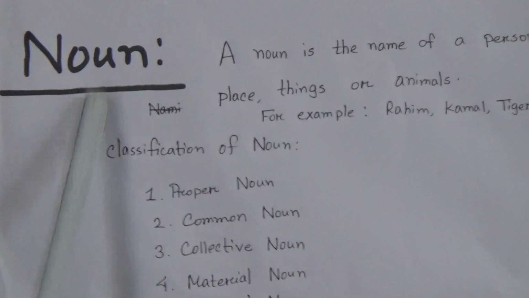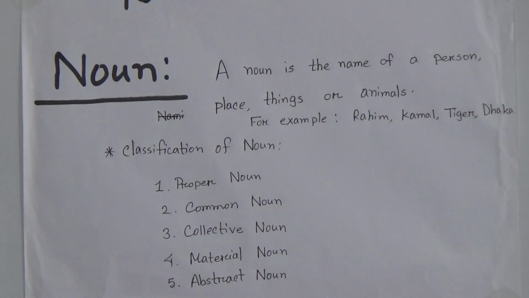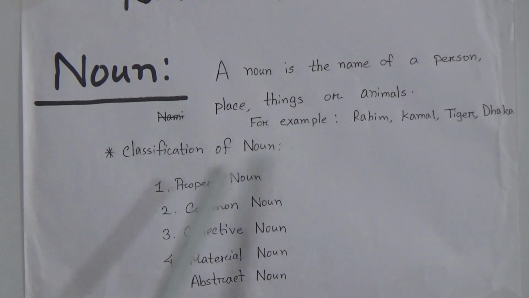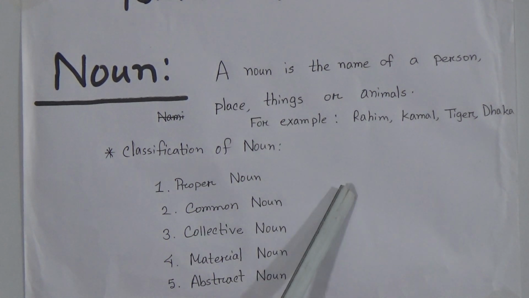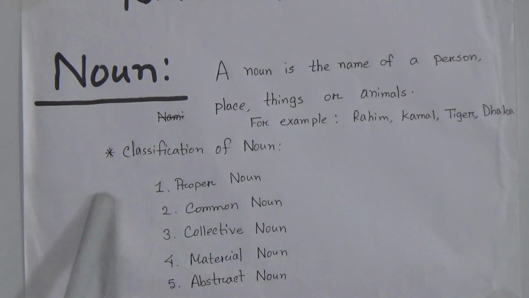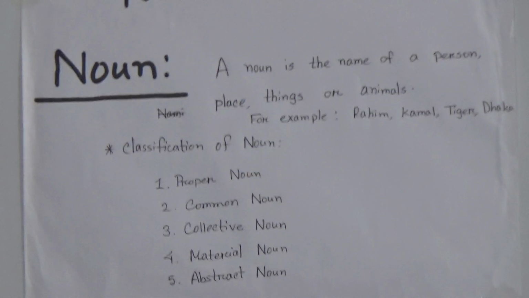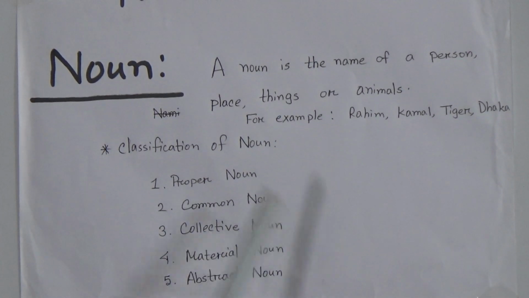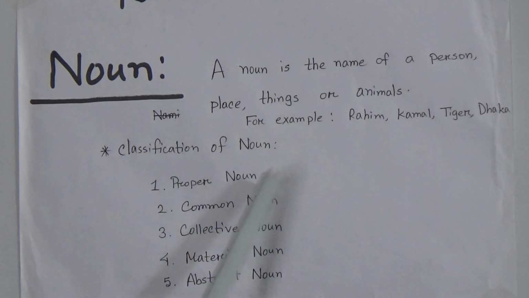Dear students, if you follow your book, you can find there about kinds of noun or classification of noun. We know that there are 5 parts. What are they? Number 1, proper noun, number 2, common noun, number 3, collective noun, number 4, material noun, and number 5, abstract noun.